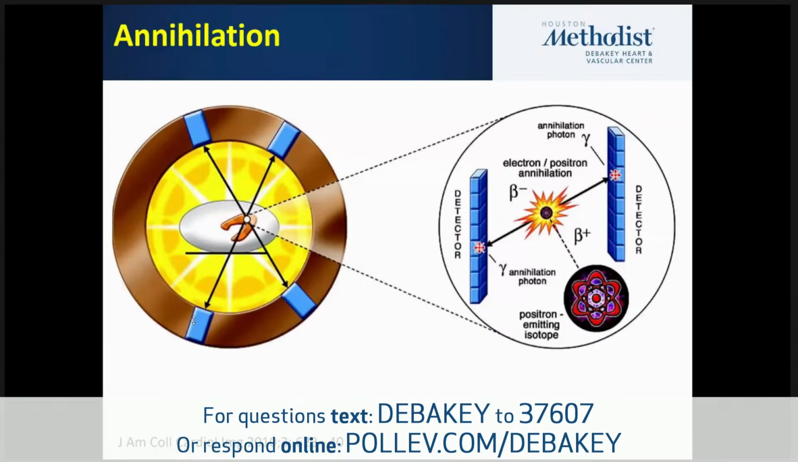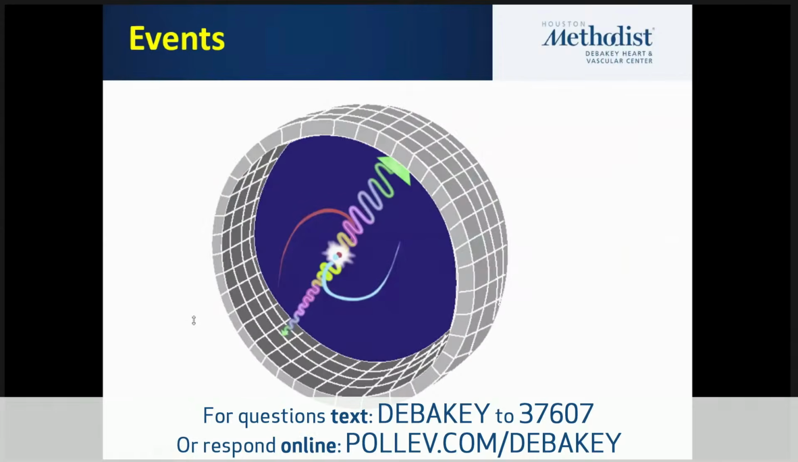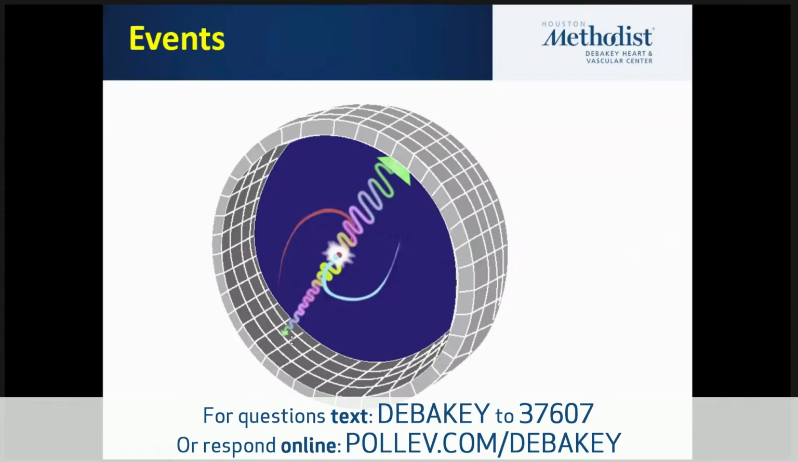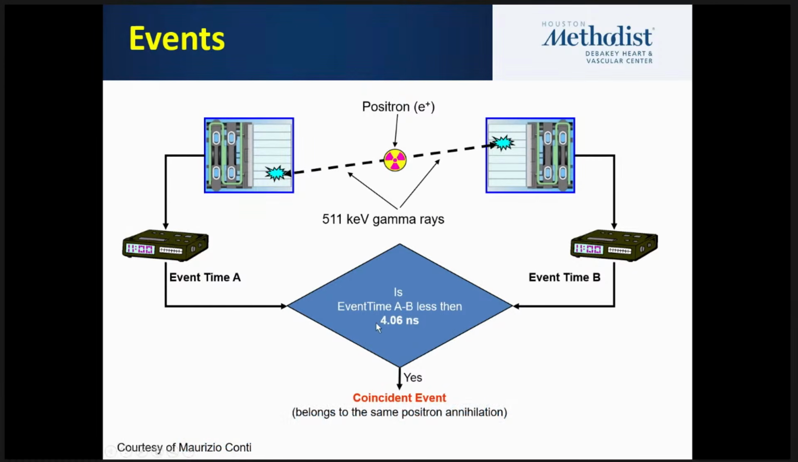So now one photon is going to hit here, the other photon is going to hit here, and this is what we call a true event. Now, how does it happen? You have the positron, you have the 511 keV gamma rays going out at 180 degrees, they hit the detector, the photomultiplier tube, and then go to the system. The system will look at these, and then look at the other signal coming from the detector that is 180 degrees apart.